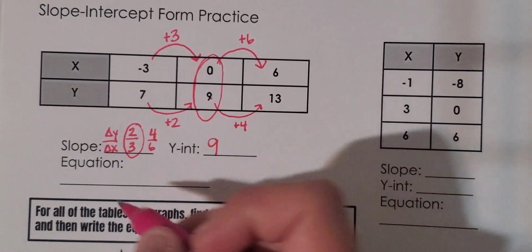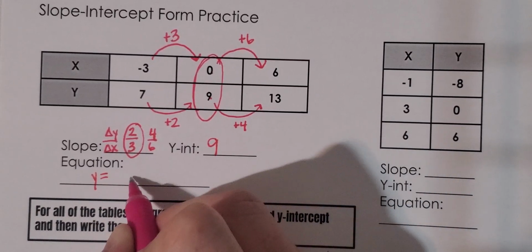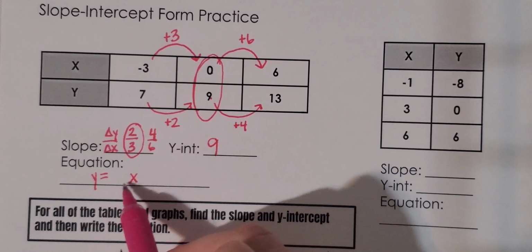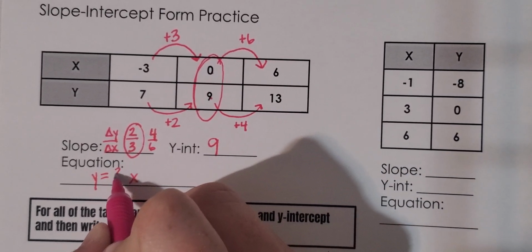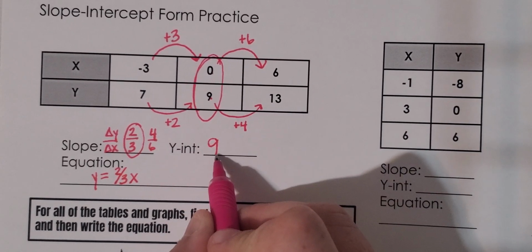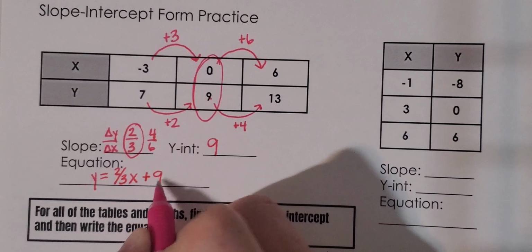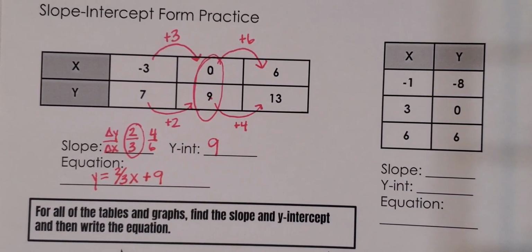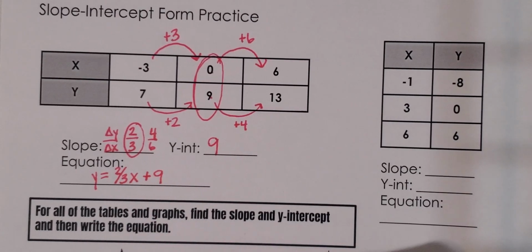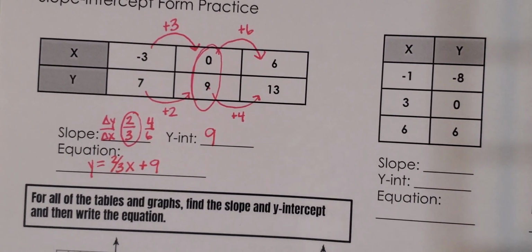When I write my equation, I always have y equals, I always have a spot for x, and then the number in front of the x is going to be 2/3, because that's my slope. And then since my y-intercept is a +9, I would put +9. And then that's it. Once you find your slope and your y-intercept and you place it into your equation, you are done with answering that problem.